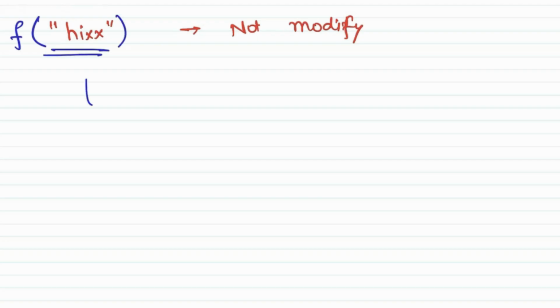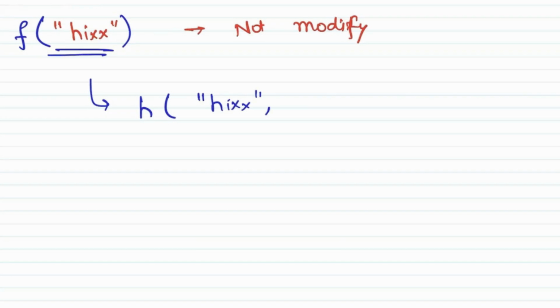Now, when I pass HIXX, I will never touch the string. Let's say we do not modify this. We do not touch the string. What you do is, this was the original function, but we call a helper function. In helper, you pass the same string without modifying it anyway. But you also pass the start index.